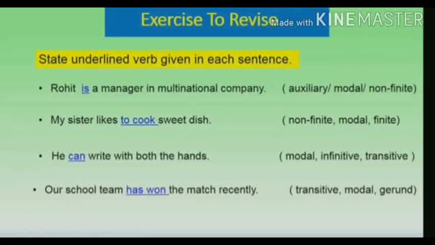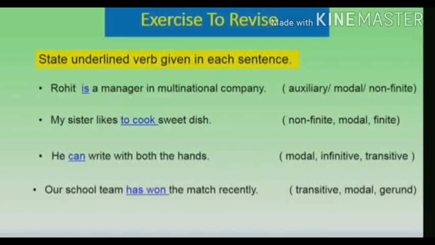Now go through this exercise and do it on a page, and please send me your snaps. Rohit is a manager in a multinational company. Now what kind of verb is this? It is an auxiliary verb, modal verb or non-finite verb. My sister likes to cook sweet dishes. Now what kind of verb is it? Is it a non-finite verb, modal, or finite verb?